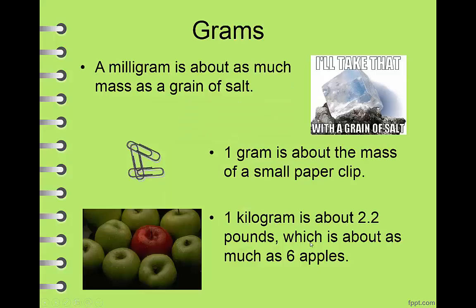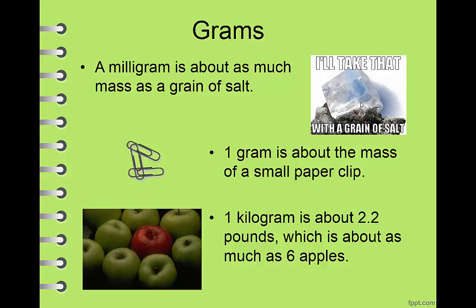So how much is that? Well, 1 gram is about the mass of 1 small paperclip. If I took 1 paperclip and put it on a balance, I'd get about a 1 gram mass. A milligram is about as much mass as you get in a single little grain of table salt. So if you took your shaker and poured out 1 little cube of salt, that's going to be about a milligram.